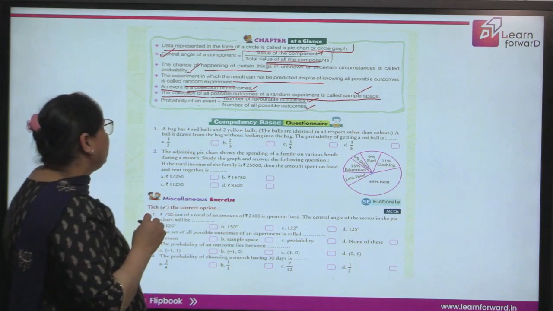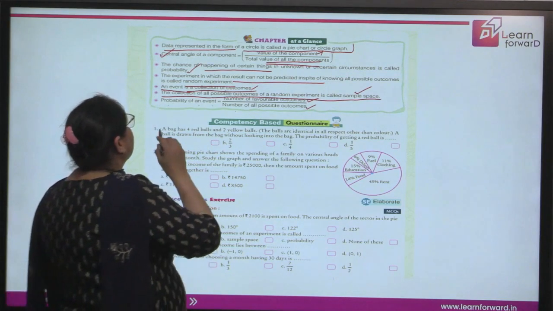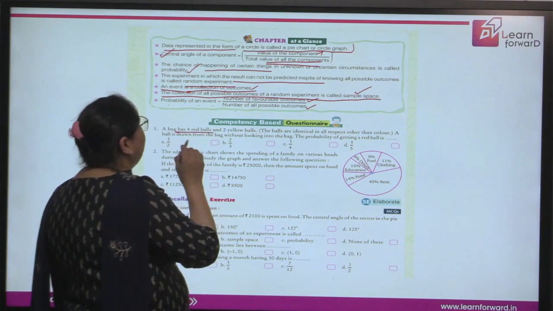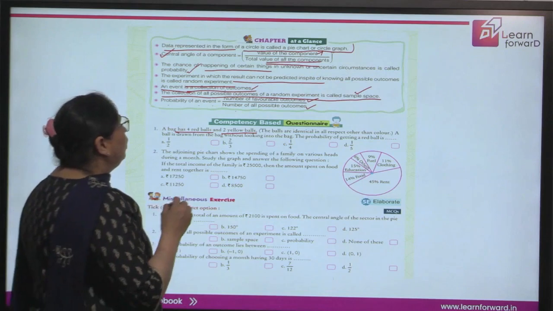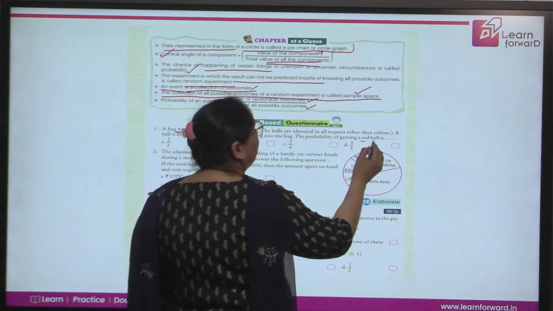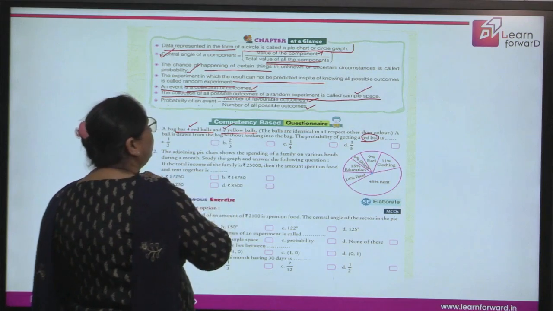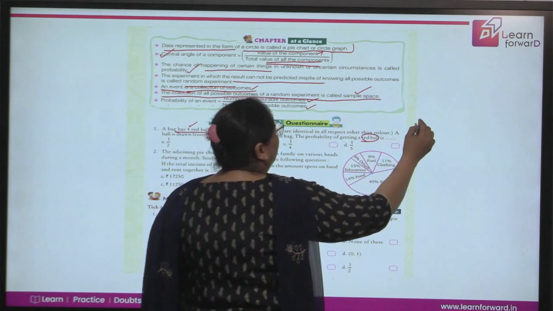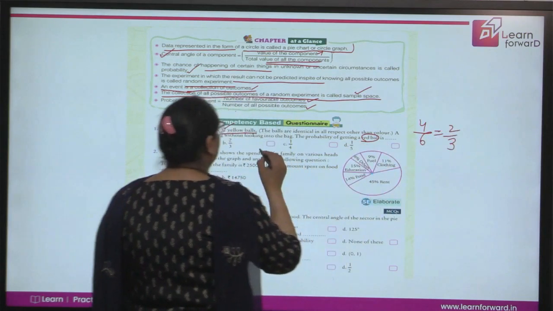Now, these are some competency based questions. A bag has 4 red and 2 yellow balls. Probability of getting a red ball. Red are 4, yellow are 2, total are 6. 4 upon 6, that is 2 upon 3, is the probability of the event.